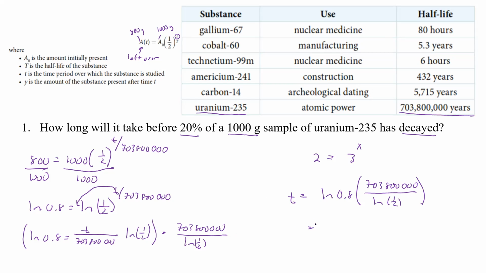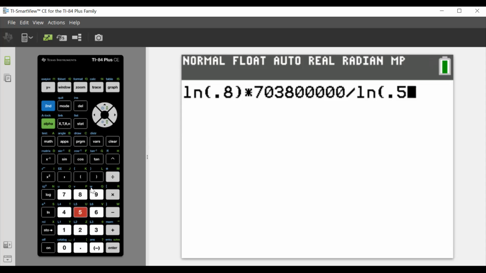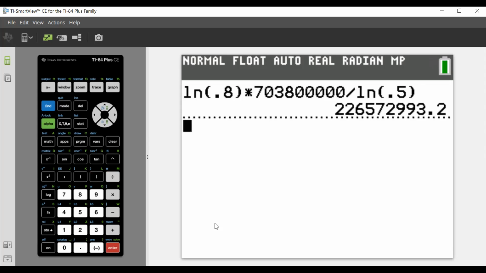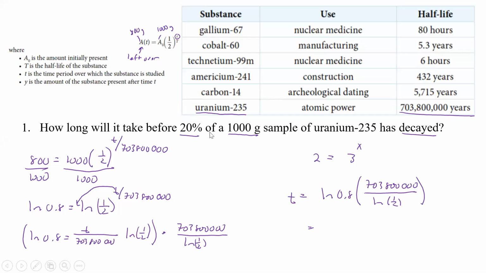Okay. Now guess what I get to do? I get to plug all that into my calculator. So let's clear that. And so what we said we had was the ln of 0.8 times the 703,800,000 divided by ln 0.5. And hopefully that gives us the answer. And so again, it's another long amount of time. And so that's how long it's going to take for 20% of the sample to decay. So let's write that down. We'll put in some commas so we kind of know what that is.